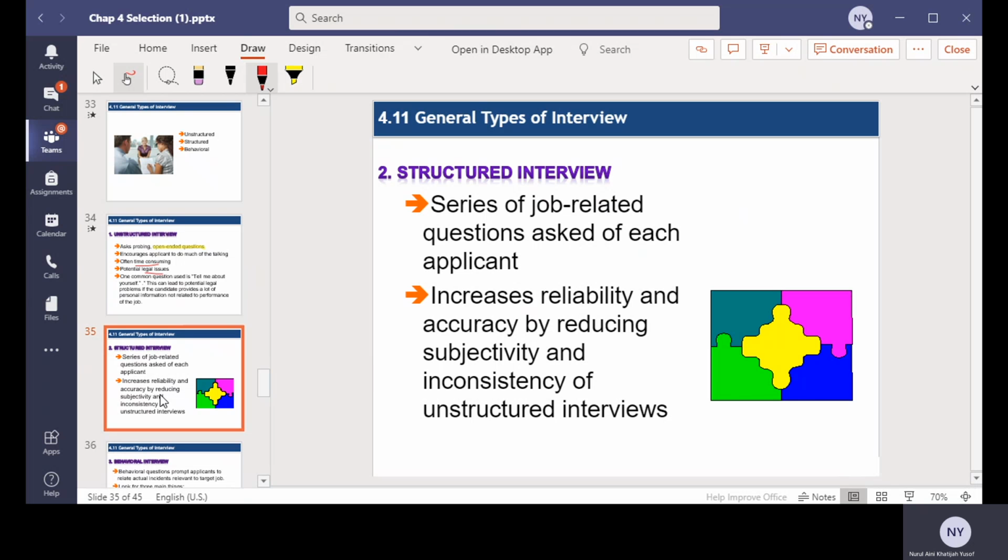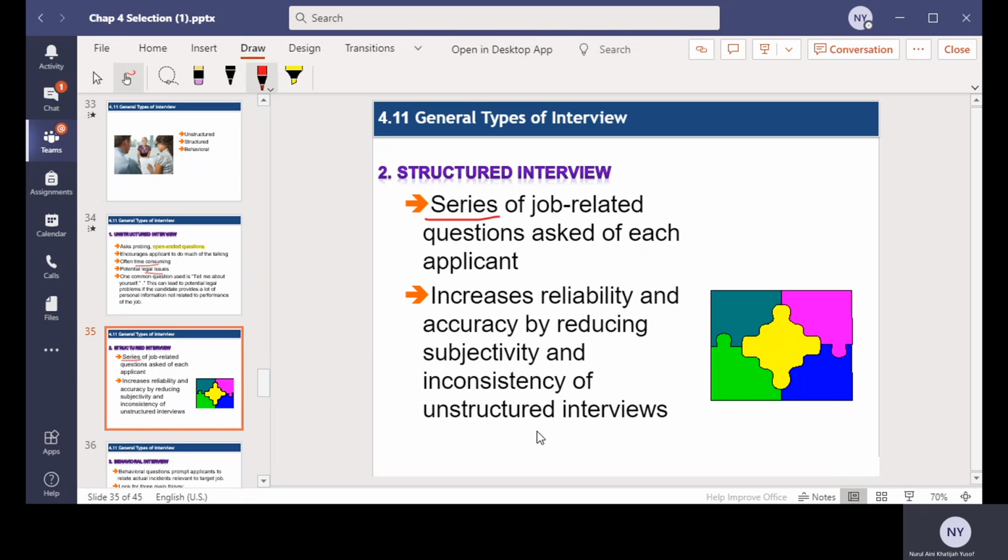The second type of interview is structured. As I mentioned, in a structured interview the interviewer already has a series of questions and these questions are fixed. So let's say today 5 candidates are coming for an interview. All the 5 candidates will be asked the same questions. So you see, a series of job-related questions asked of each applicant, which increases reliability and accuracy by reducing the subjectivity and inconsistency of unstructured interviews.